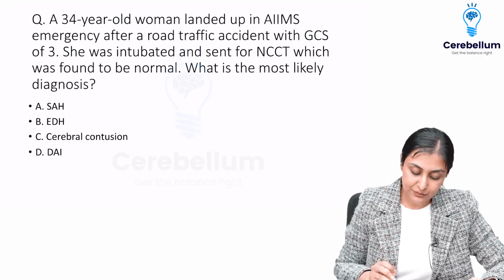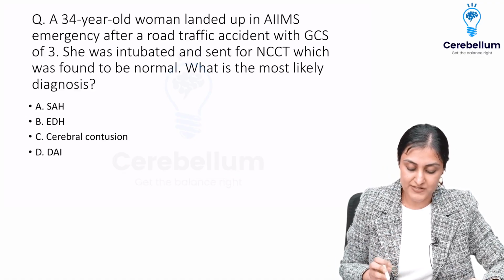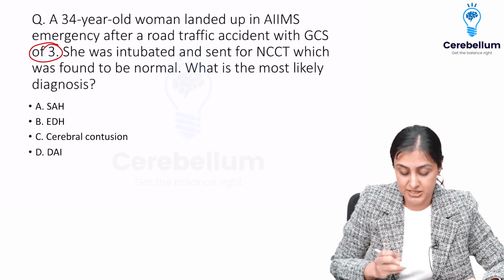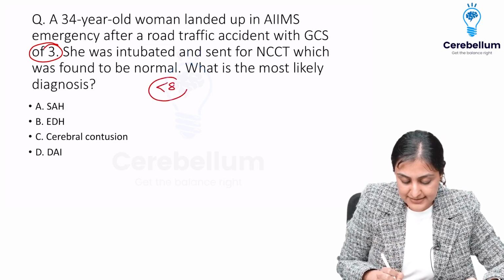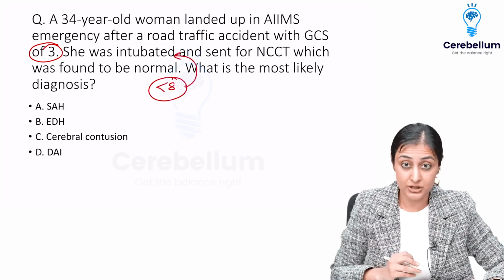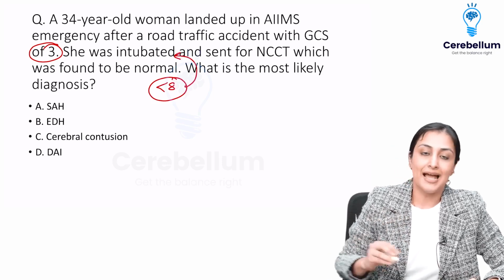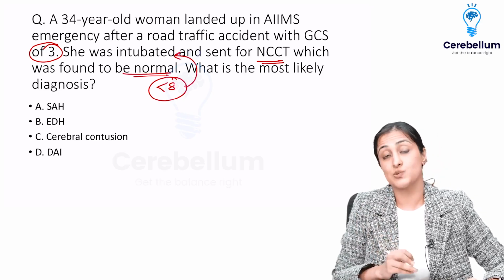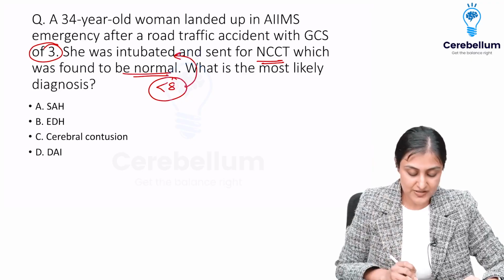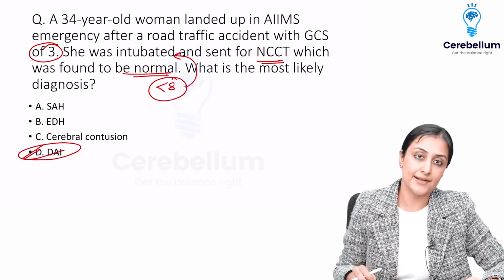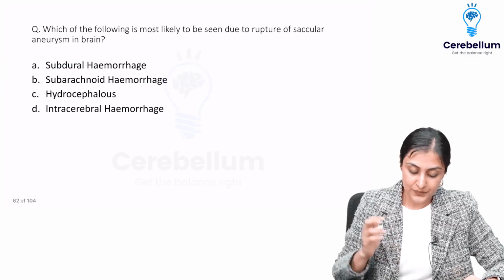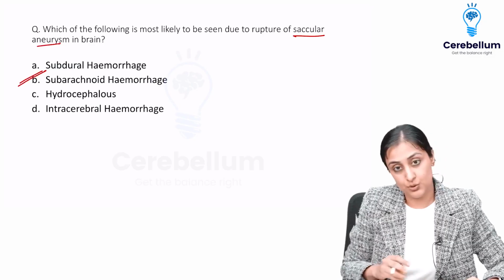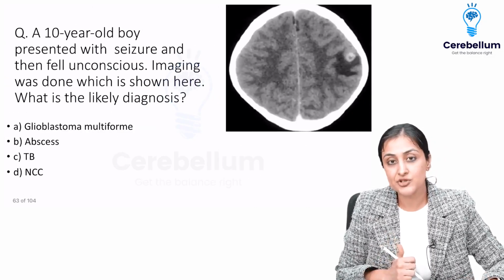Next, a 34-year-old woman landed up in AIIMS emergency after an RTA with a GCS of 3, minimum GCS. She was intubated. Any patient with a GCS less than 8 is an indication for intubation, which is severe head trauma. And NCCT was found to be normal. At such a low GCS, when the NCCT is normal, what do we suspect? We suspect a diffuse axonal injury, right? Which of the following is most likely due to rupture of a saccular aneurysm? We know it. It's a subarachnoid hemorrhage.